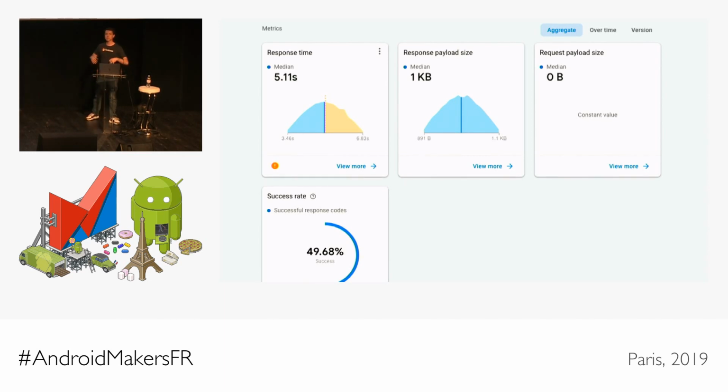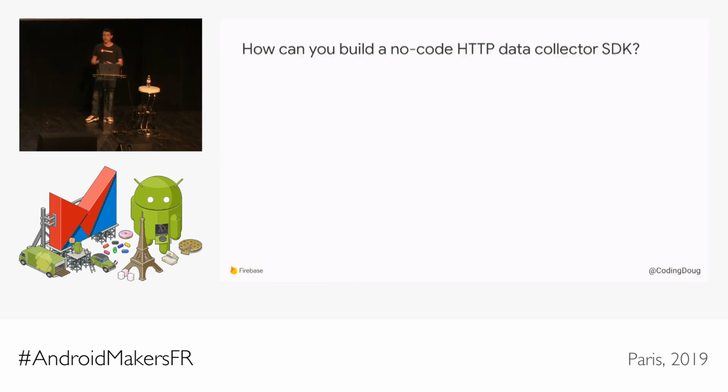But the problem is that the way we designed the SDK is that we didn't want the developer to write any code. We literally wanted it to be a drop it in and it just works. That would be the lowest friction route possible, which is very handy if you can pull it off. But the question is, how do you build a no-code SDK that collects HTTP transaction information?